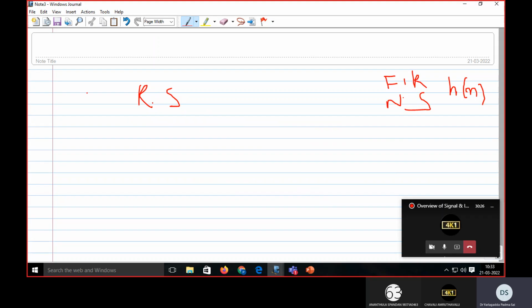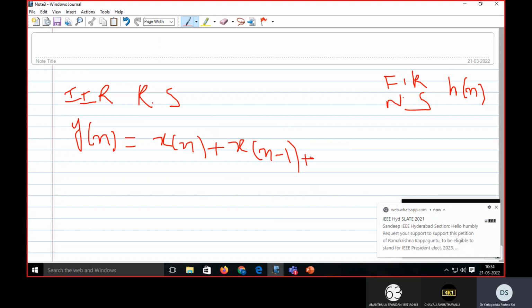Here recursive is nothing but IIR. h(n) is having an infinite number of samples. For example, I want to represent my IIR system, I am not considering any coefficients at present. Whenever I am computing the output of an IIR system, it depends on present values of input, in addition to that it also depends on past values of input, and in addition to that it also depends on past values of outputs. That is why it is a feedback system.